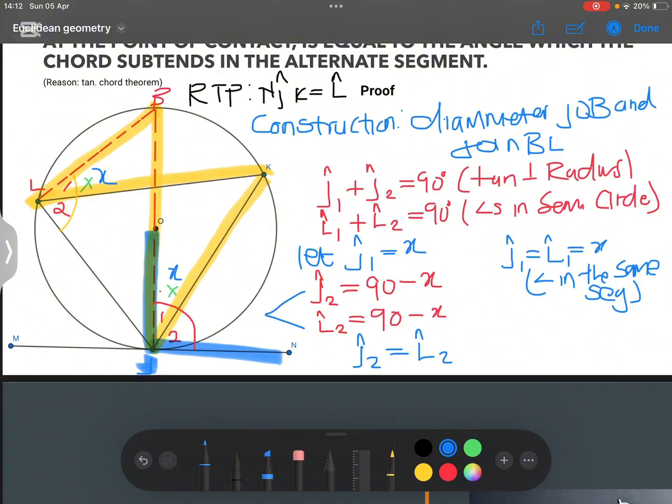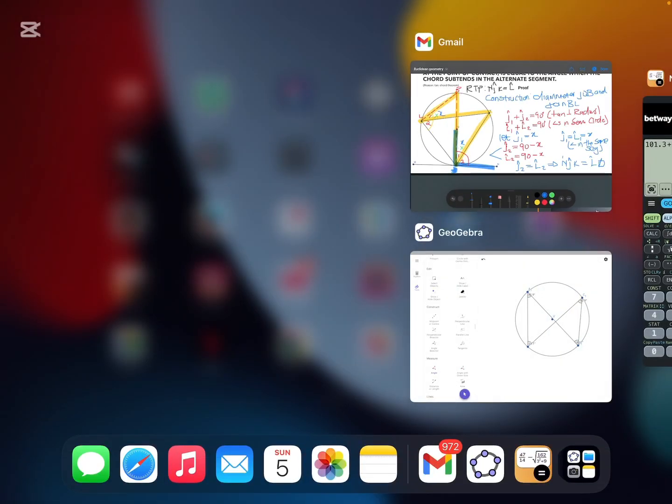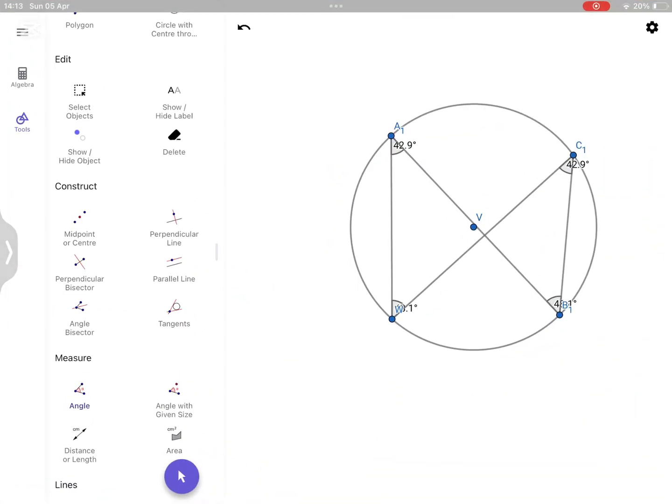And then angle J2, that is what we call angle JK, which is equal to angle L2, which is angle L. Then now you have proven that the angle subtended by the chord and the tangent is equal to the angle subtended by the very same chord at the alternate segment.